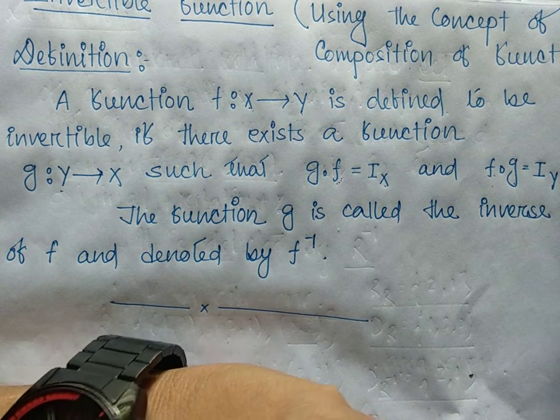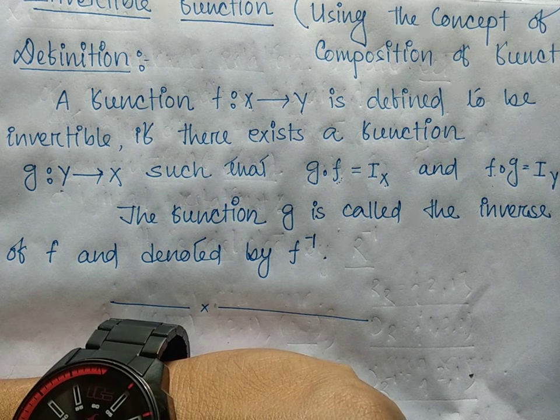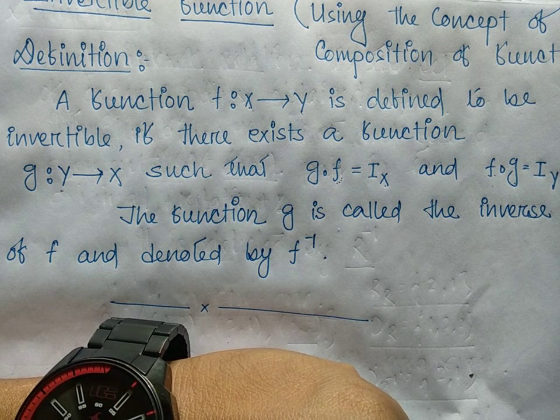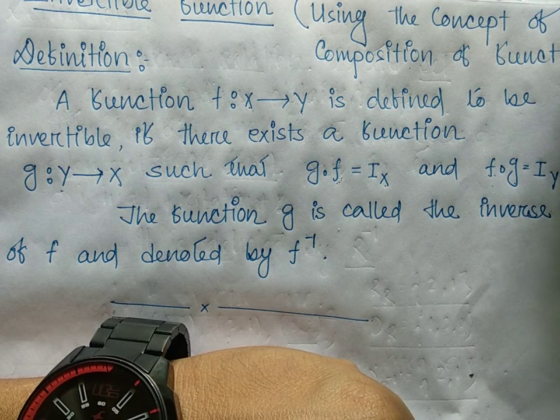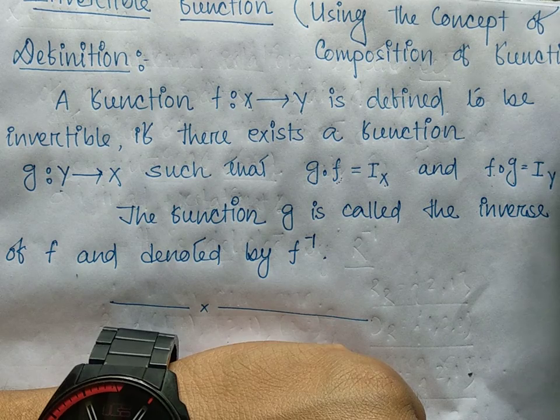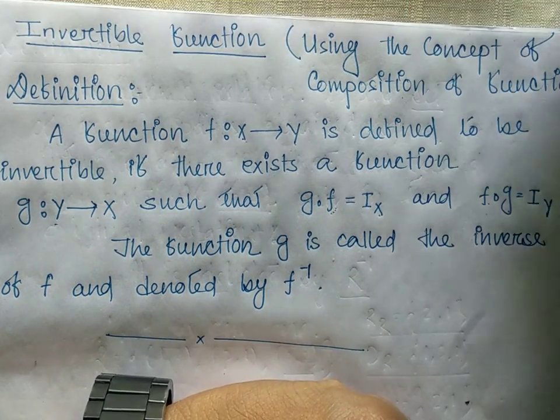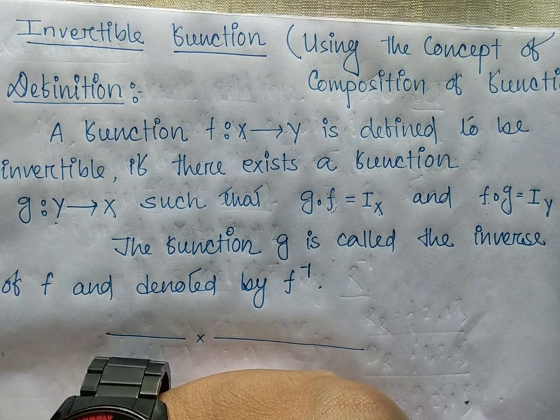That means two functions are said to be inverses of each other if their composition f∘g or g∘f, whatever it may be, is the identity function, and the inverse will be written as f inverse. This is a very simple definition of an invertible function using the definition of composition of function.